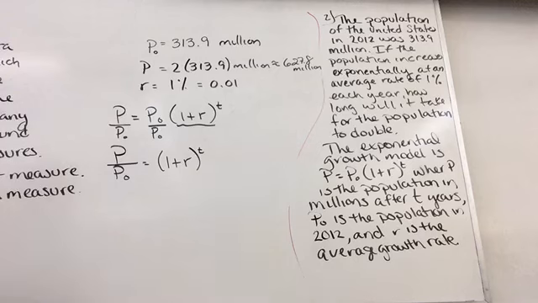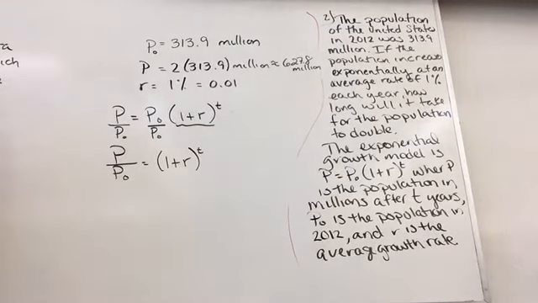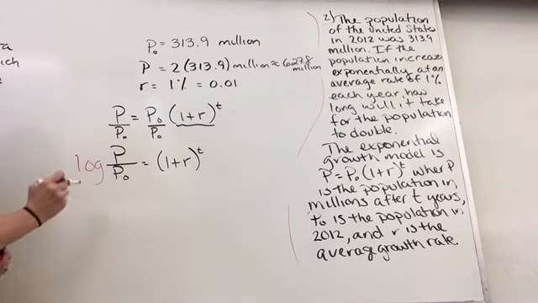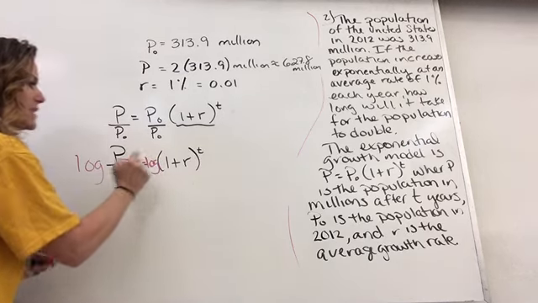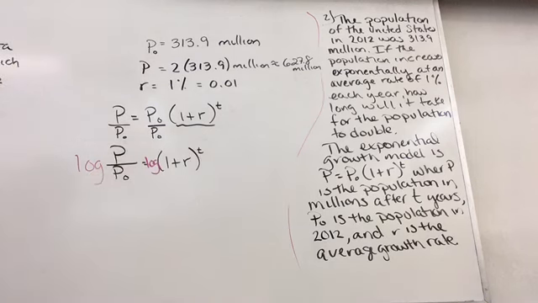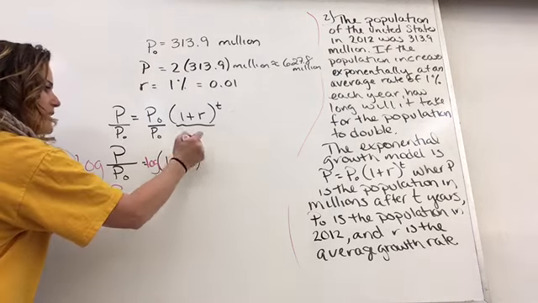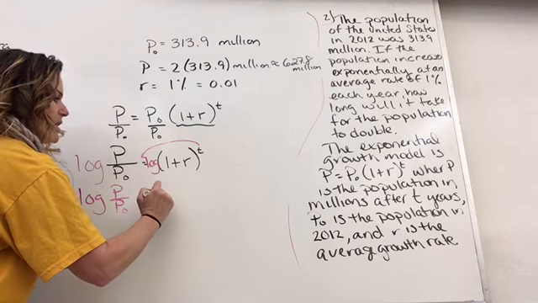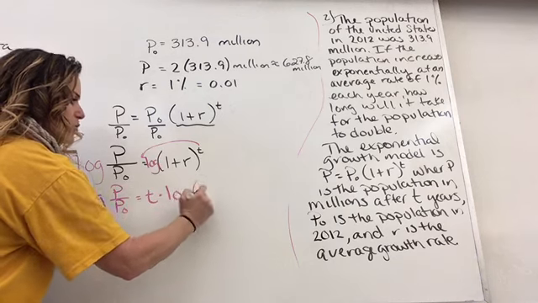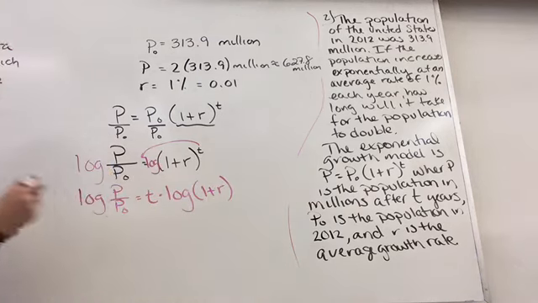Now, to get a variable out of the exponent, we take the log of both sides. Taking the log of both sides literally means we're going to take the log of this side, and we're going to take the log of this side. When we do that, that allows that T to come out in front. So this side stays the log of P over P sub naught. Here, this T gets to come join the front party, because remember, our rules of exponents say we can do that. And it's very helpful in solving.